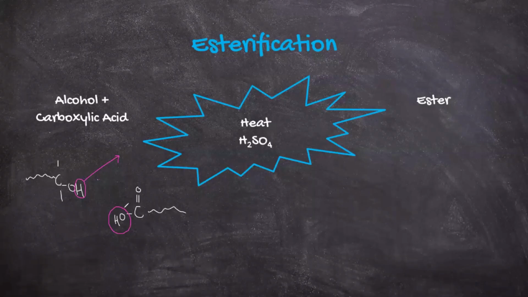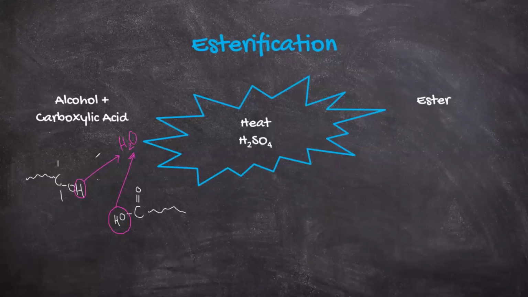So, please, please, please: the alcohol only gives an H. The carboxylic acid gives OH. Now, this H and this OH are not going to stay free floating in solution. They're going to find each other like friends in a club, and they're going to get back together and form H2O.